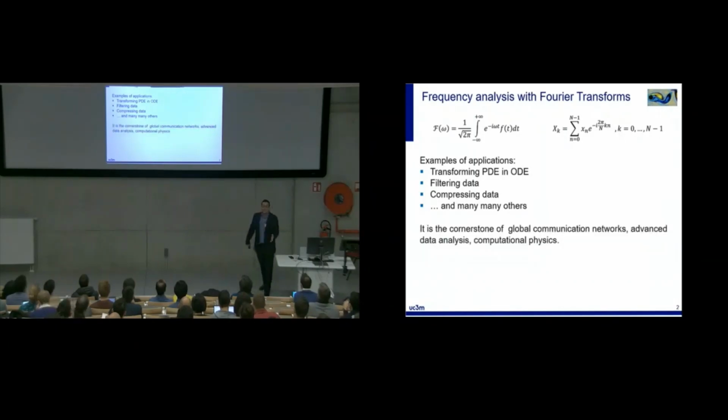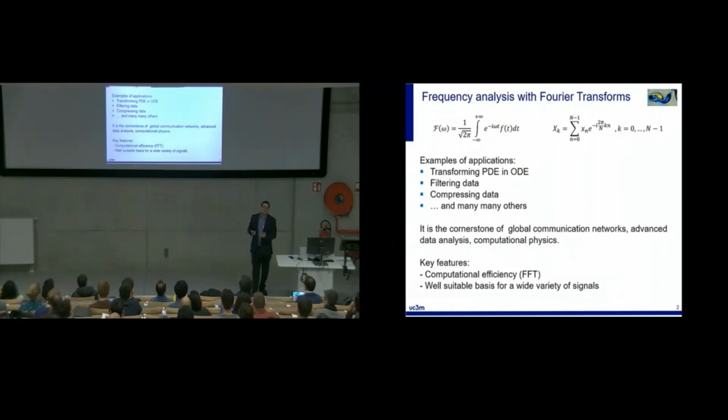So in the end, this is practically the cornerstone of a lot of engineering applications, ranging from communication: every time you make a phone call, you're passing through something that uses the Fourier transform in some way, some elaborated form of it to compress your data and make the transfer easier. It is also used in computational physics, in CFD, with spectral methods to solve the Navier-Stokes equations, and in advanced data analysis.